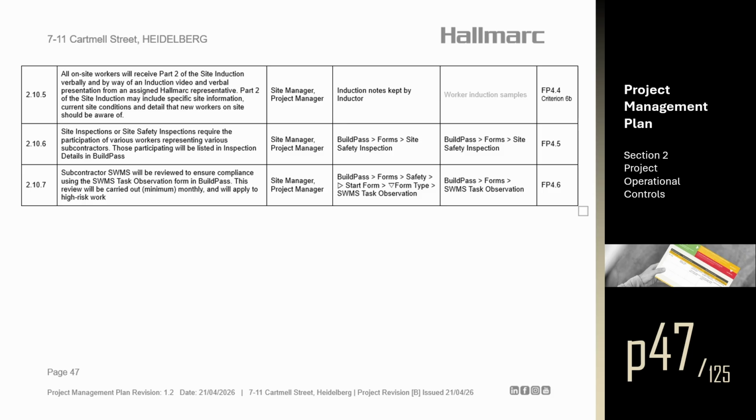Section 2.10.6. Site safety inspections require the participation of various workers representing various subcontractors. Those participating will be listed in inspection details in BuildPass. Section 2.10.7. Subcontractor SWIMS will be reviewed to ensure compliance using the SWIMS task observation form in BuildPass. This review will be carried out, minimum, monthly, and will apply to high-risk work.